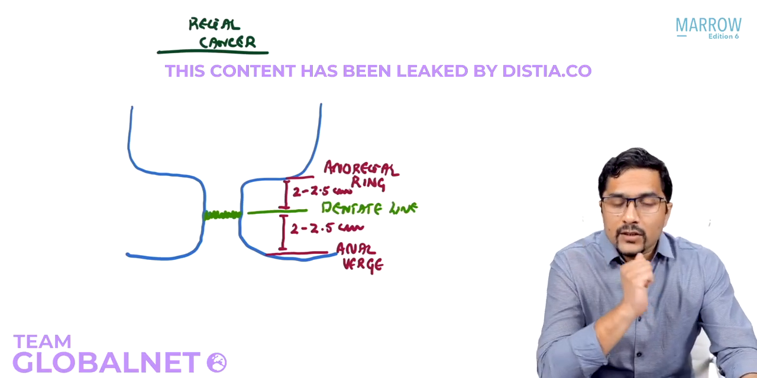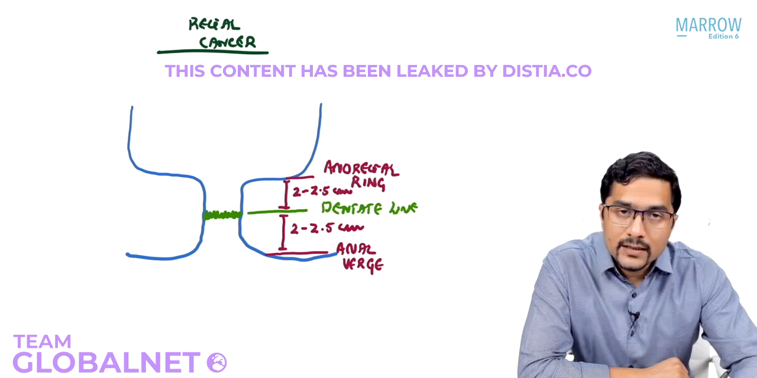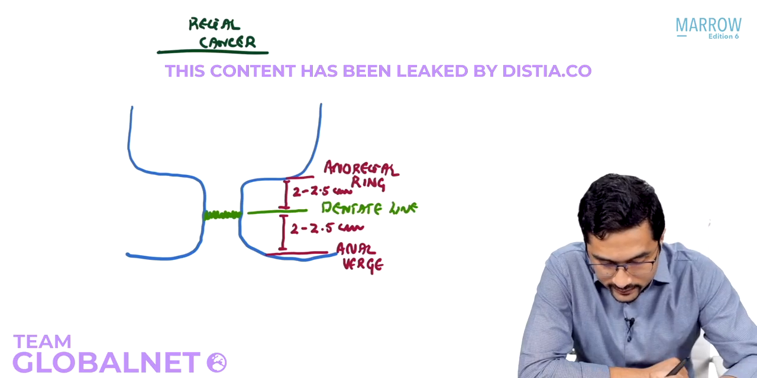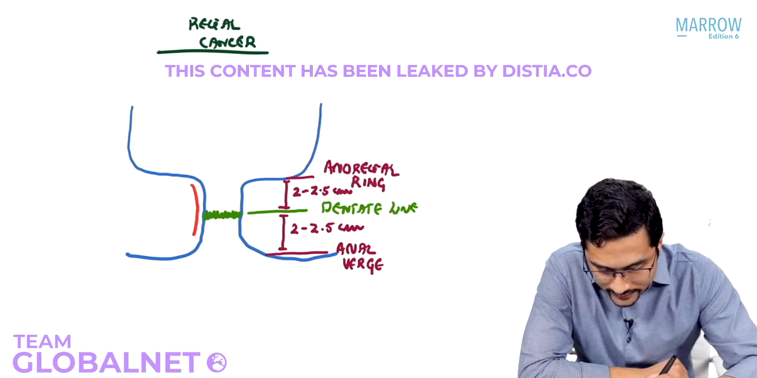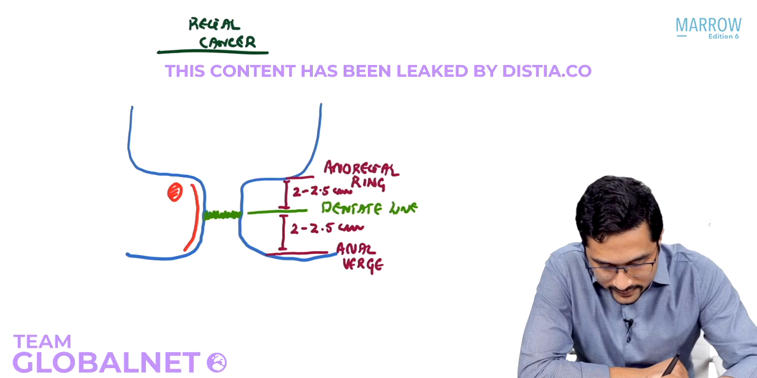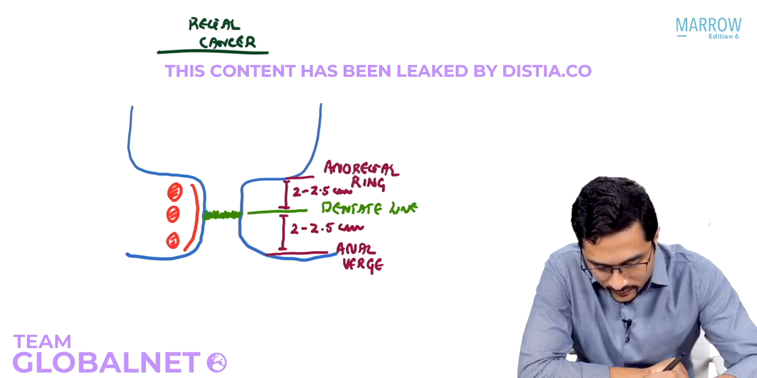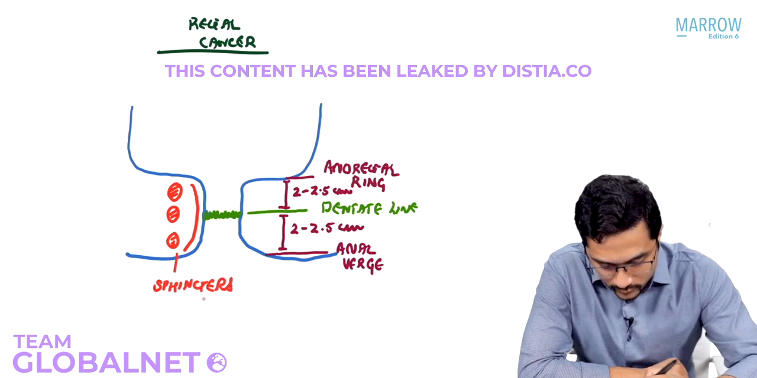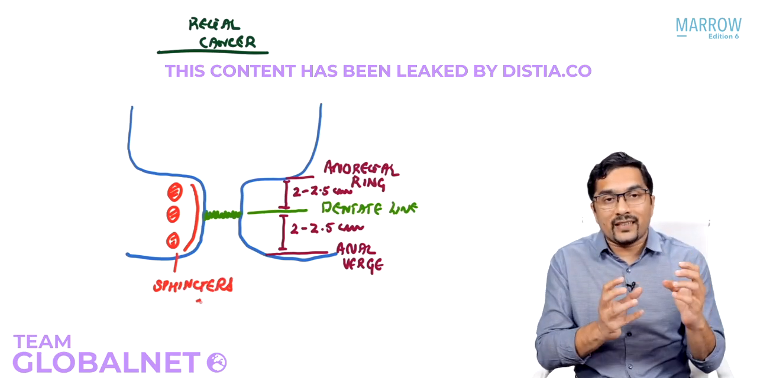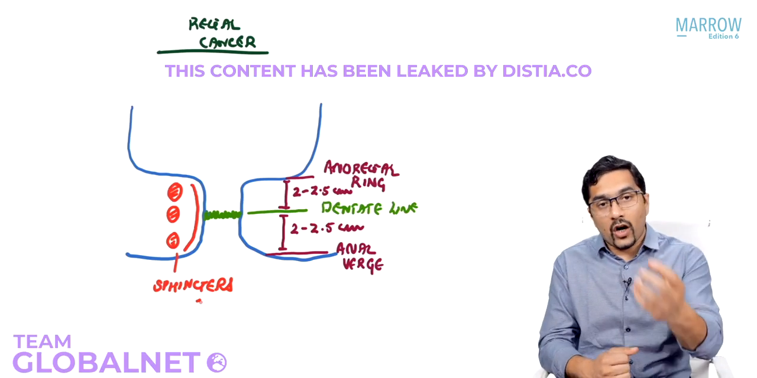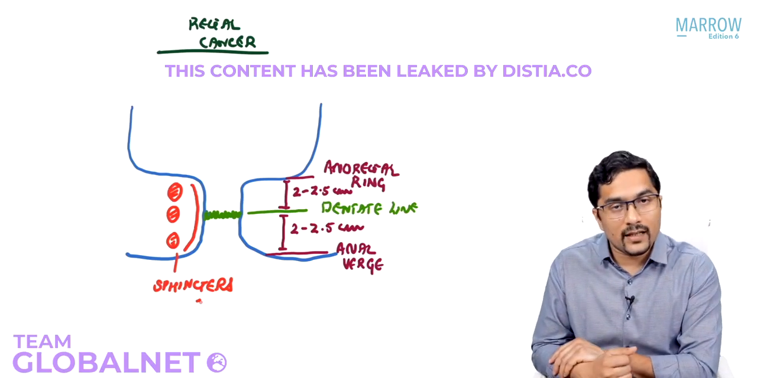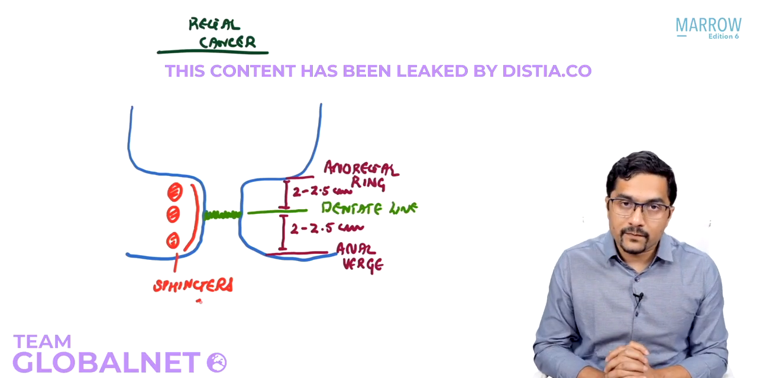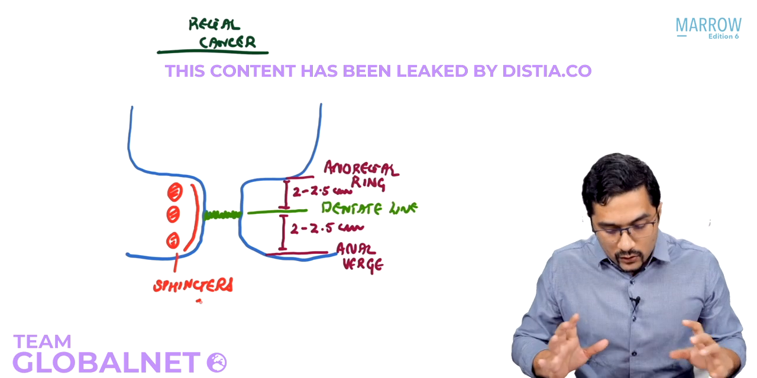Now the importance of this is that it is in these 4 to 5 centimeters that you have your sphincters. You have the internal anal sphincter and the external anal sphincter, right? Out of which the external anal sphincter is more responsible for continence as compared to the internal anal sphincter. So both these sphincters are present in this region.